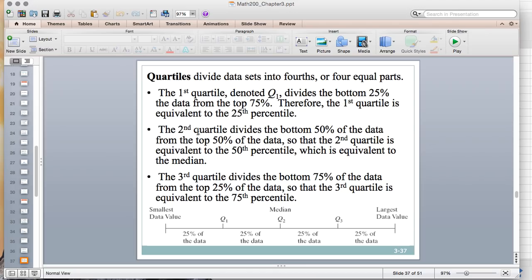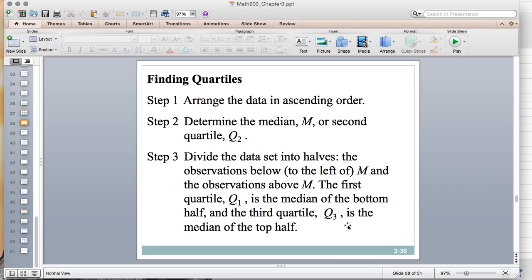Okay, now the second quartile has a name that we already know. It's actually the median, okay, and what it does is it divides the bottom half of the data from the top half of the data. So half of your data is going to be below the median, the other half is going to be above. The third quartile goes ahead and divides the bottom 75% from the top 25%. So the third quartile is the same thing as the 75th percentile.